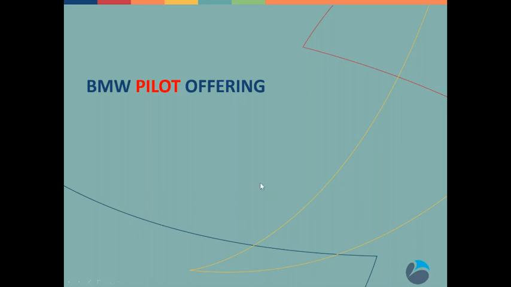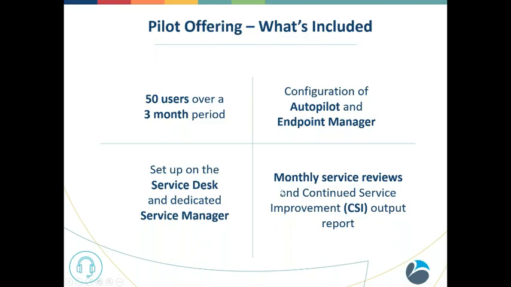So two elements to this. First of all, what's included? Well, we're looking at doing a subsample of 50 users. We recommend not just the IT team. Let's get some marketing people in there, finance people in there, or a certain department within your organization. Over a 3-month period, we'll configure the Autopilot and the Endpoint Manager side of things. We'll set up the integration with the service desk, so whether you'll be emailing our service directly, or if you've got an existing first or second line team, we'll work that out with you.